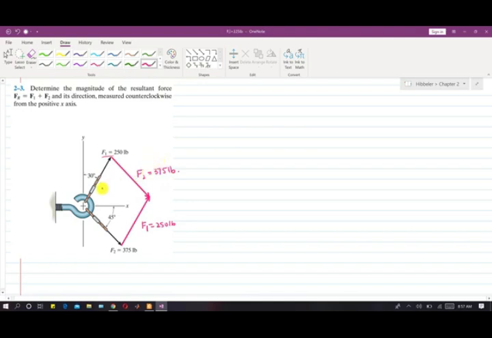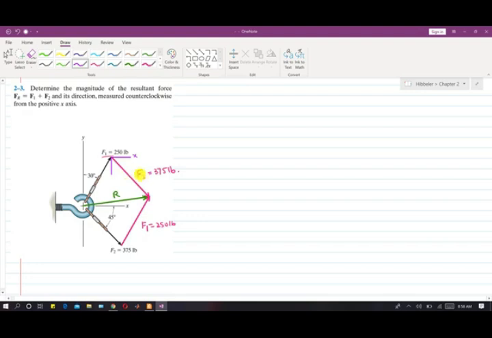So now, what will be the resultant? By the head-to-tail rule, this will be the resultant. So let me draw that resultant. The resultant will be from the tail of the first vector to the head of the last. So this is the resultant, this green one. Let's suppose this is the positive x-axis and this is the negative y-axis.